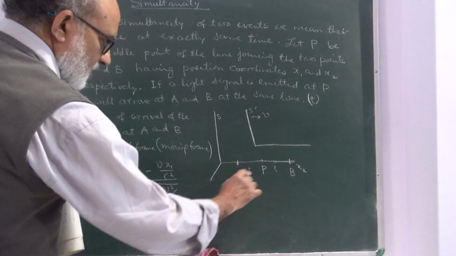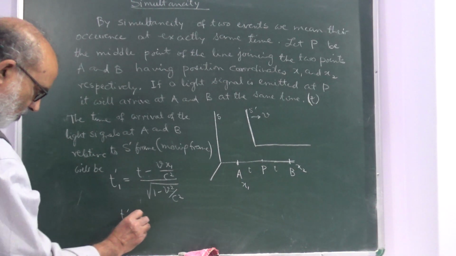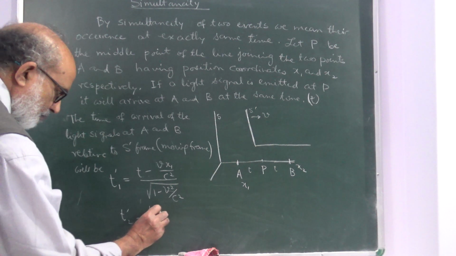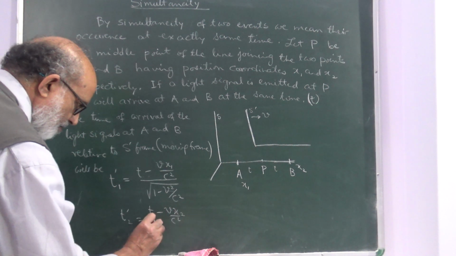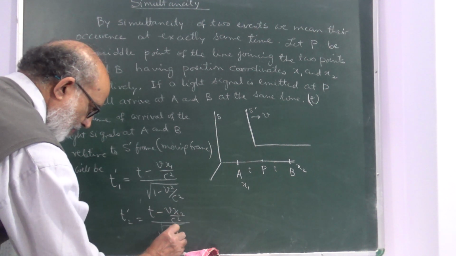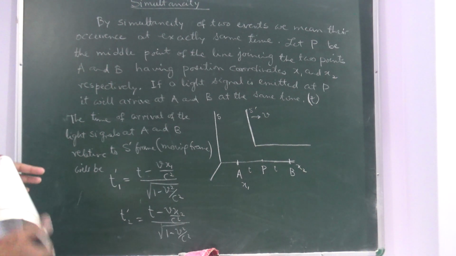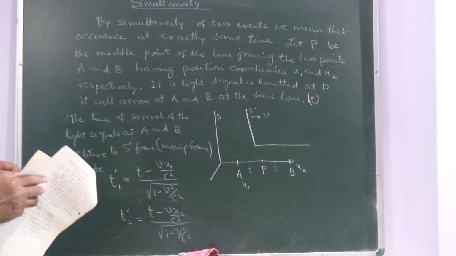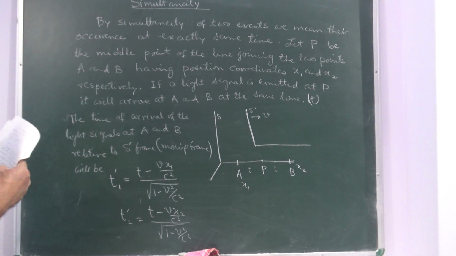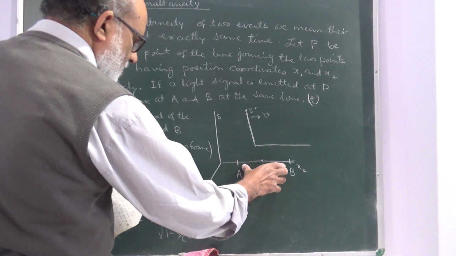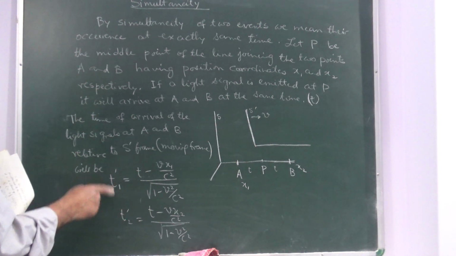This is the position x1, and the time t2 dash is equal to t minus v x2 by c square over square root of 1 minus v square by c square. So the time difference here was 0 because it was the same time, but here the time difference will be t2 dash minus t1 dash.